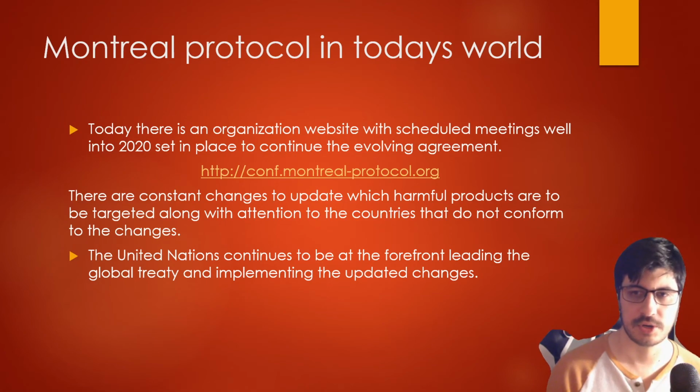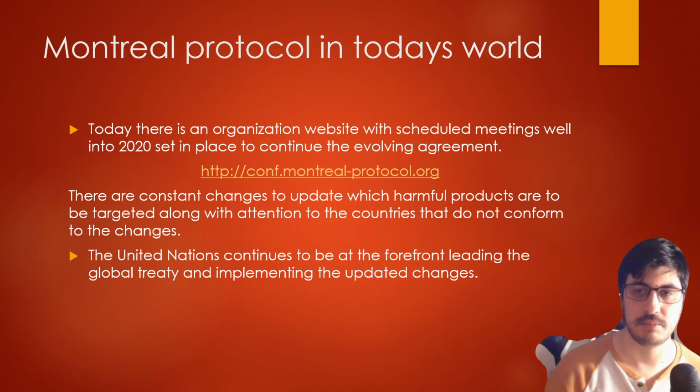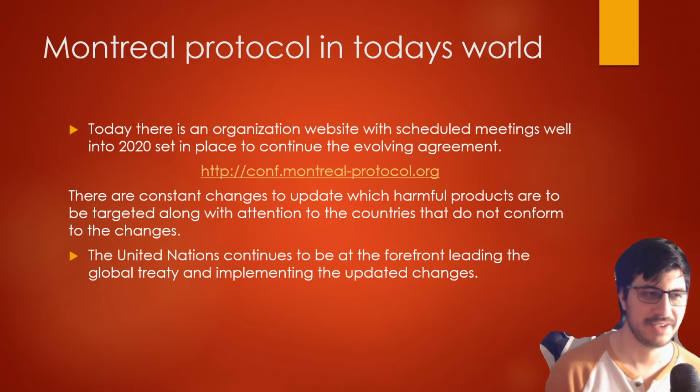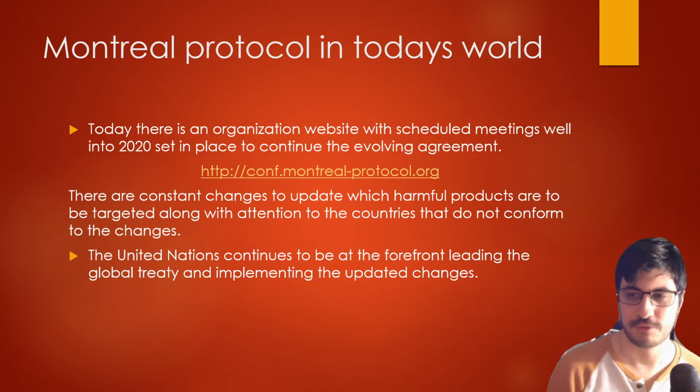Today, there is an organization website with scheduled meetings well into 2020 and beyond set in place to continue the evolving agreement. You can click on the link that's provided if you want to take a quick look at that as well. There are constant changes to update which harmful products are to be targeted, along with attention to the countries that do not conform to the changes. So a little bit of a naughty list, I guess we'll call it. The United Nations continues to be at the forefront, leading the global treaty and implementing the updated changes.